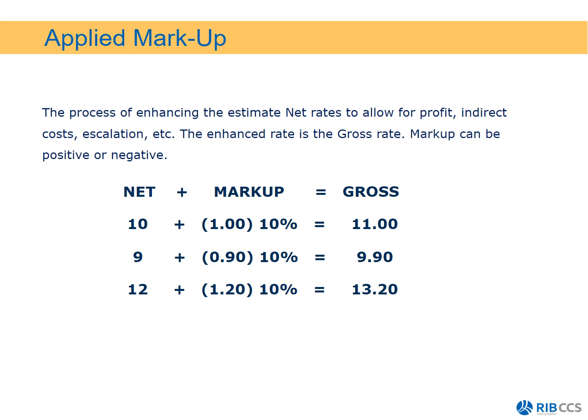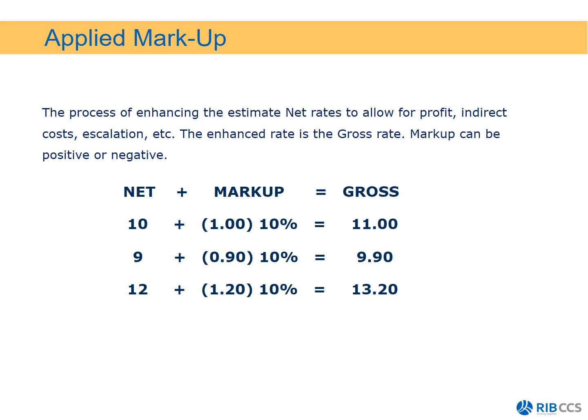So the example that you see here is you have a net of 10, you add 10% to it, which is basically 1, gives you a gross of 11. Another example is if you have 9 plus 10%, which is basically 0.9. So 9 plus 0.9 gives you 9.90. And the same goes for 12. By adding 10%, it's 1.20. By adding 1.20 to 12, gives you 13.20.